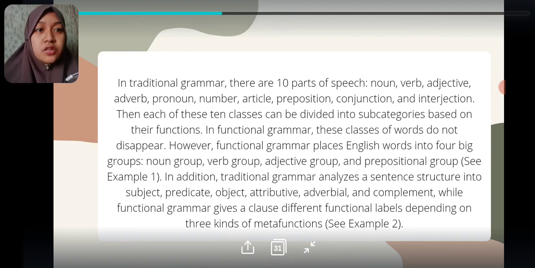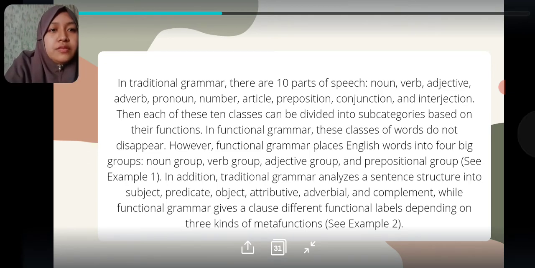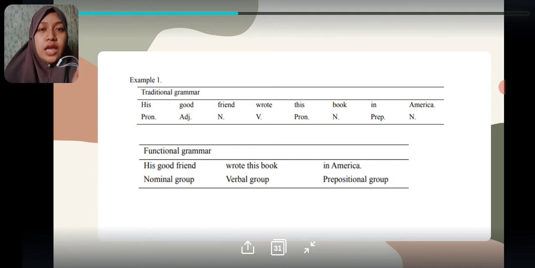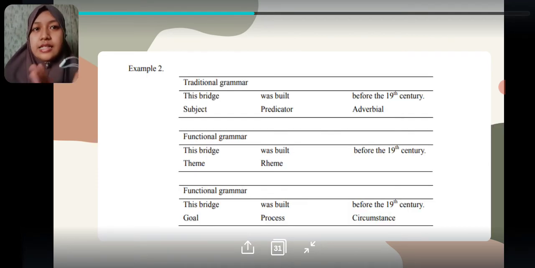In addition, traditional grammar analyzes sentence structure into subject, predicate, object, attributive, adverbial, and complement, while functional grammar gives a clause different functional labels depending on 3 kinds of metafunction. Now, you can see the example in example 1 and in functional grammar, you can see. And this is example 2, you can see.